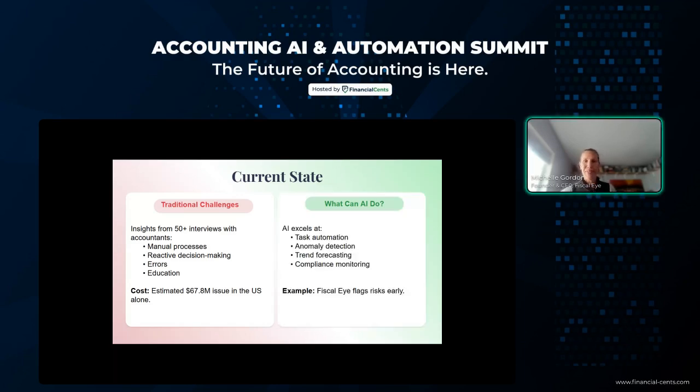What can AI do? AI is more than automation. Although, yes, it can automate tasks, research shows that AI is particularly good at, and actually better than humans at, looking at large quantities of numbers and recognizing trends and anomalies. This makes AI well suited for accounting, such as automating tasks like invoice processing and categorization, detecting anomalies, forecasting trends, such as in their cash flow or budgeting, and improving compliance monitoring. Fiscal Eye, for example, uses AI to flag compliance risks before they become issues.